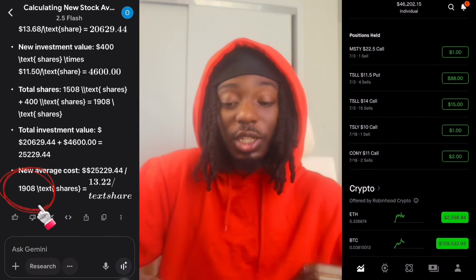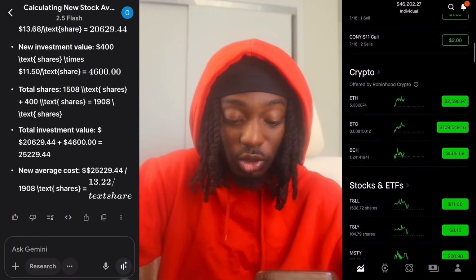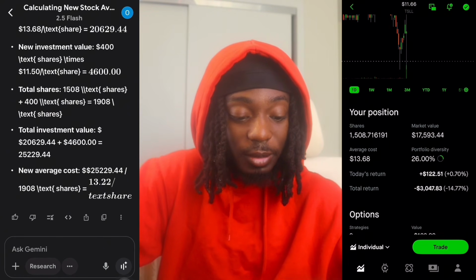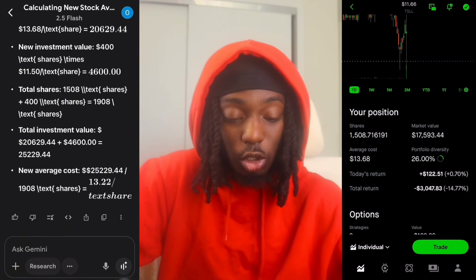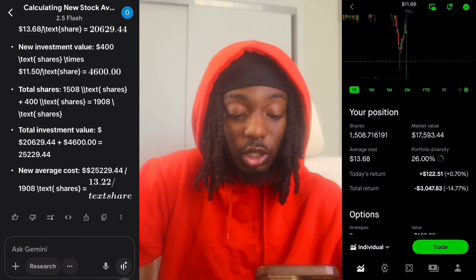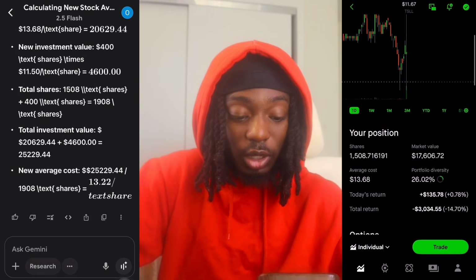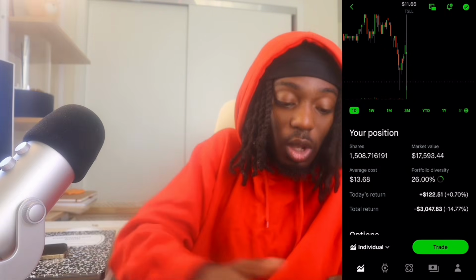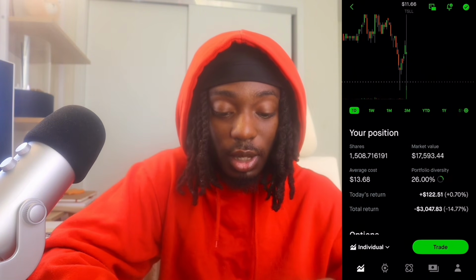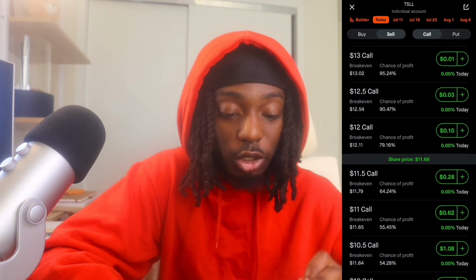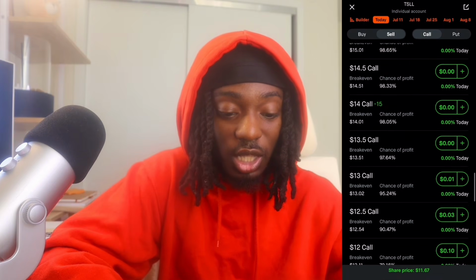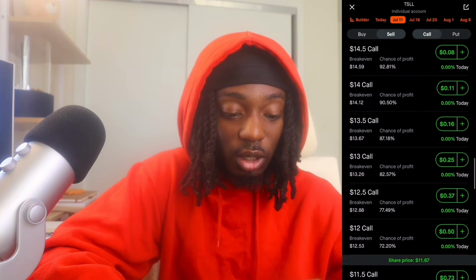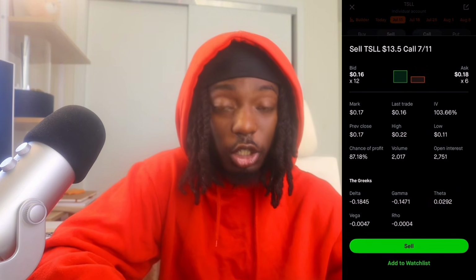So this is one way that you can use AI, and this is what I've been using just AI for, just to see what my new average cost would be if I was to get assigned. Now this new average cost is really good, and the reason why I say it's really good is because it helps me average down into the stock, bring my average cost down, right? Let me stop this. So it will help me bring my average cost down, which would make me be able to trade options closer to the money. So instead of selling a $14 call, I can now go to July 11th and sell a $13.5 call and get rid of the shares even easier.